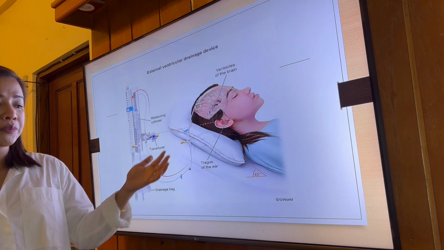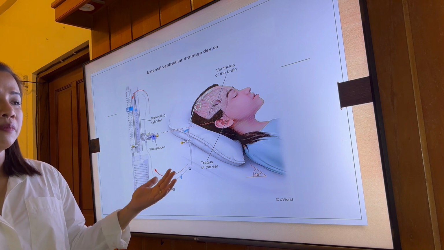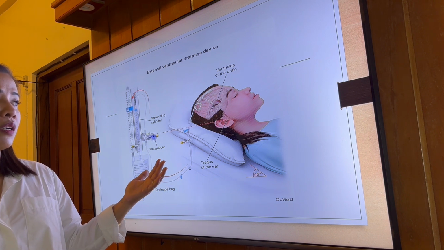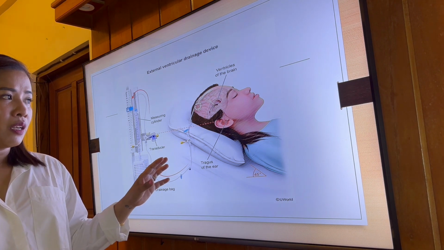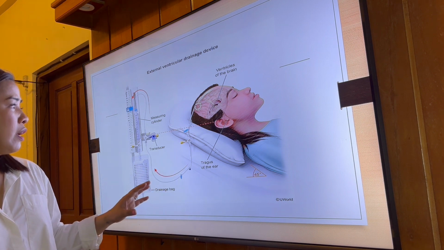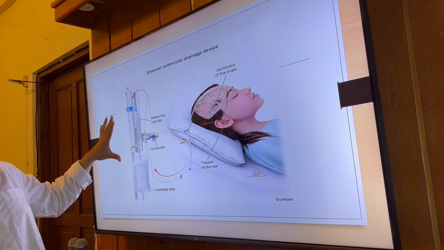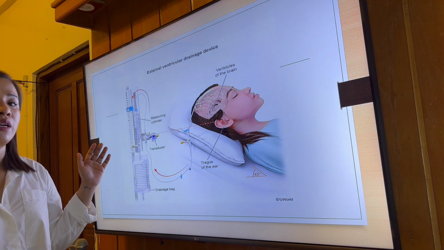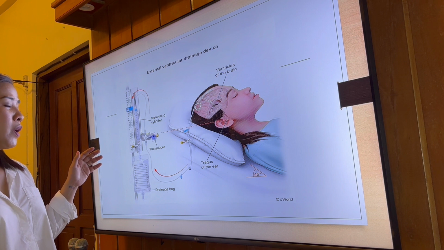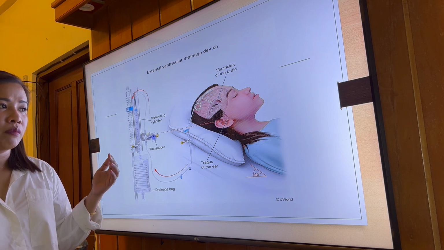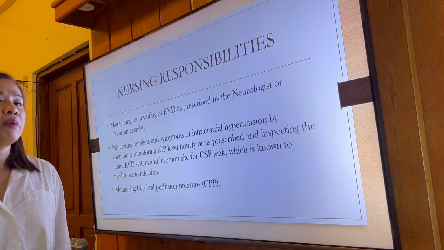We also need to place the patient at 45 degrees and maintain this position. And we need also to inform the families not to adjust the bed without any supervision. So this is how it looks like. Behind this cylinder here, there's a cable that is connected to a cardiac monitor that allows us to continuously monitor the patient's ICP.